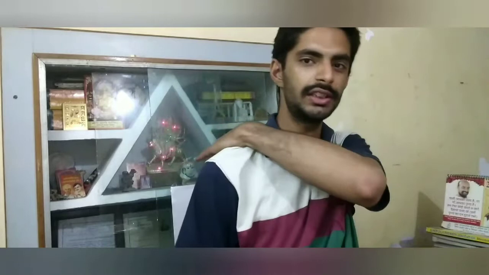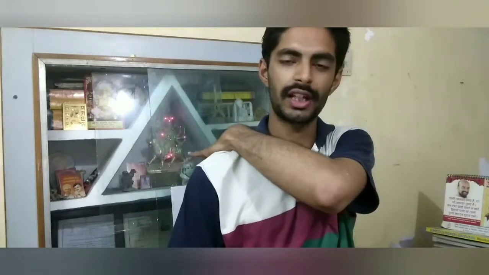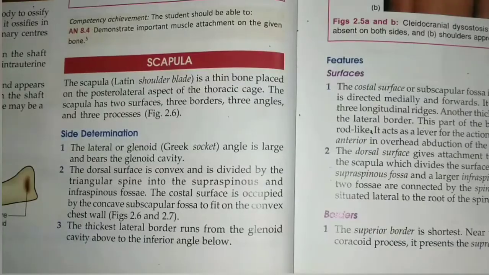So today we are starting with a new topic, that is the scapula bone, which is present posterolaterally. Here is the scapula bone, which is triangular in shape. So let's start with our new topic, that is the scapula.